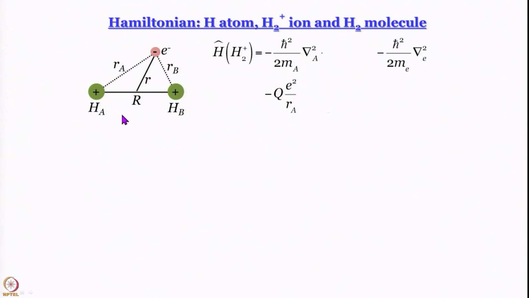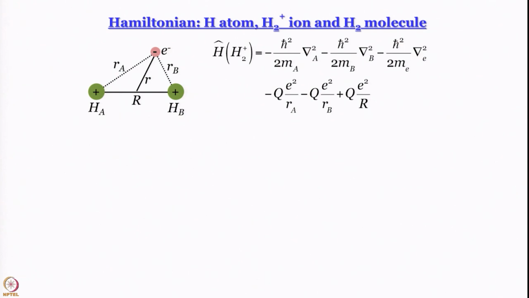An additional term will come, and that is due to nucleus-proton repulsion, that will be plus qE square divided by capital R, where capital R is the internuclear separation, right. So this is the kinetic energy term for the second nucleus. Attraction, potential energy for attraction between the electron and the second nucleus, and this is the term for nuclear repulsion.